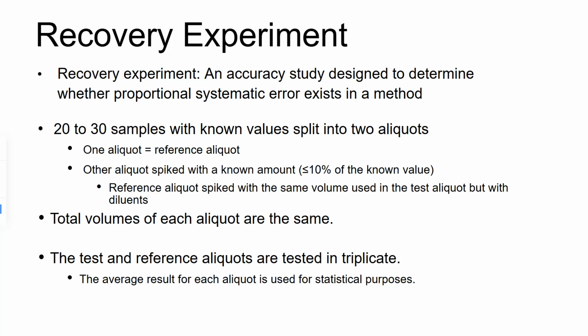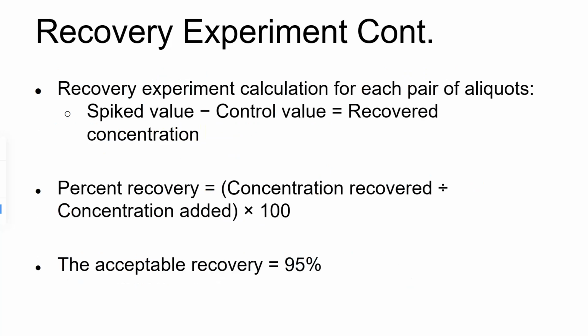The test and reference aliquots are tested in triplicate, so 3 times, and the average result for each aliquot is used for statistical purposes. Then you do the spiked value minus the control value to give you the recovered concentration. The percent recovery is equal to the concentration recovered divided by the concentration added times 100%. The acceptable recovery is 95%. Anything less is not considered acceptable.